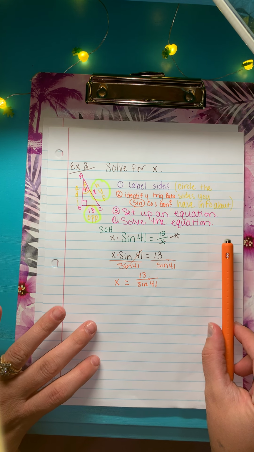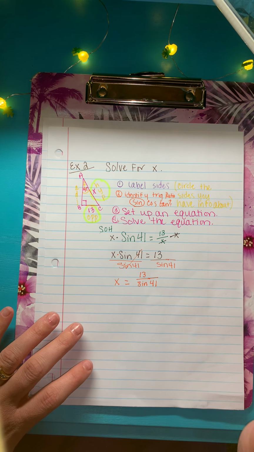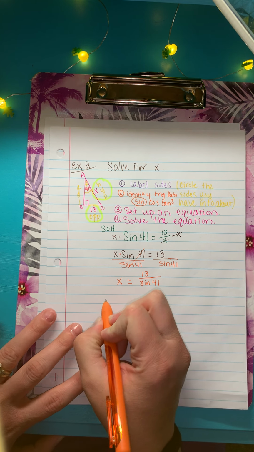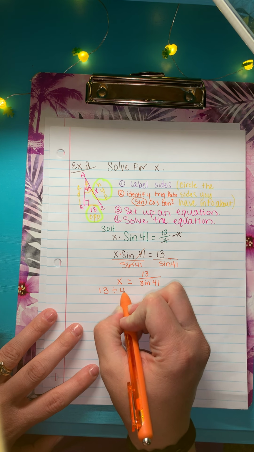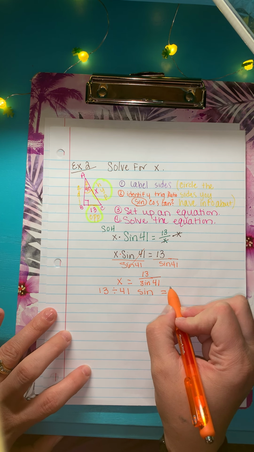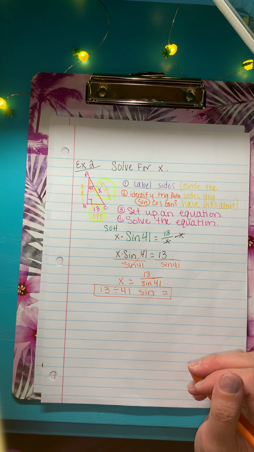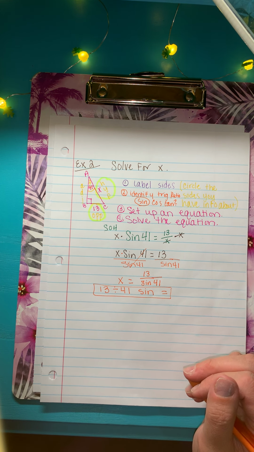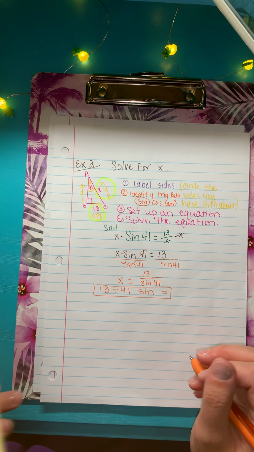So in order to type this on your calculator, you are simply going to press 13 divided by the sine of 41, and then the equal sign. Once you type that in, you should get an answer that is 19.8.